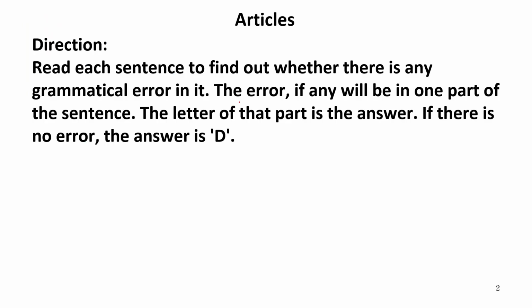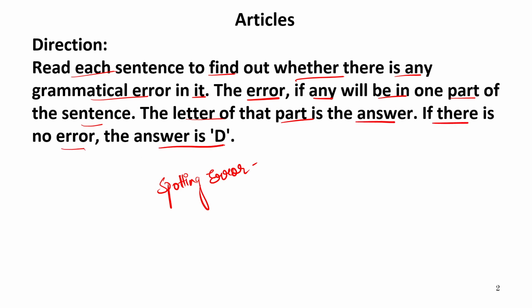The exercise which is given to us is spotting errors. The directions for these questions are given as follows. That is, read each sentence to find out whether there is any grammatical error in it. The error, if any, will be in one part of the sentence. The letter of that part is the answer. If there is no error, the answer is D. It means a sentence is given to us. Some parts of that sentence have been made.